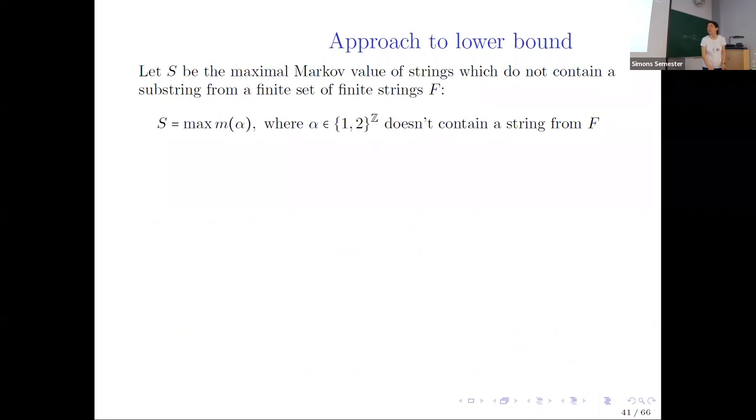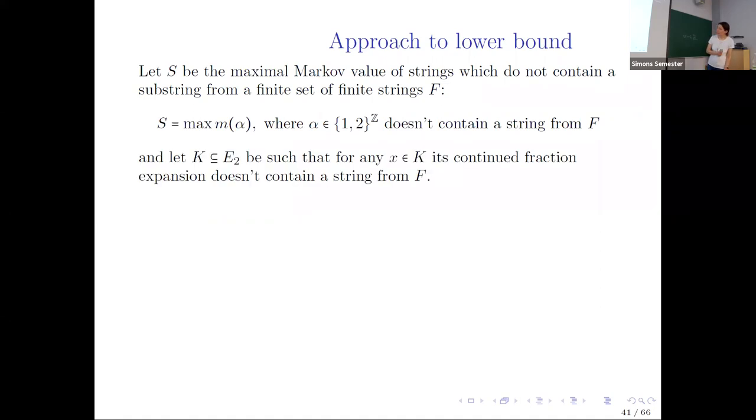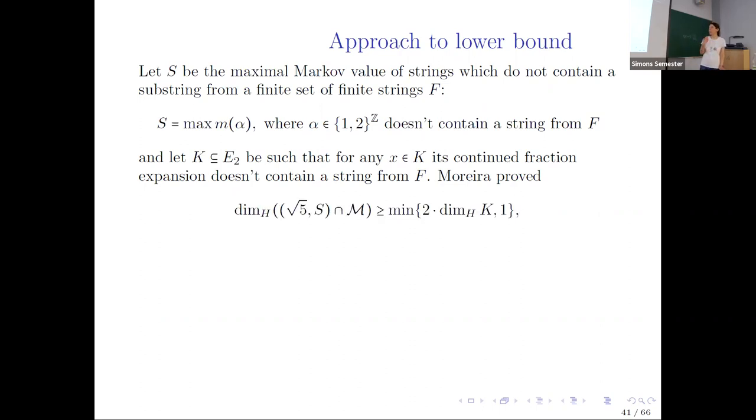The approach to the lower bound is that we want to again fix some number of finite strings, and we want to compute the maximal Markov value of everything that remains after excluding this finite set. And then it turns out that the Hausdorff dimension of the set that we obtain gives us a lower bound on the Hausdorff dimension via this estimate.